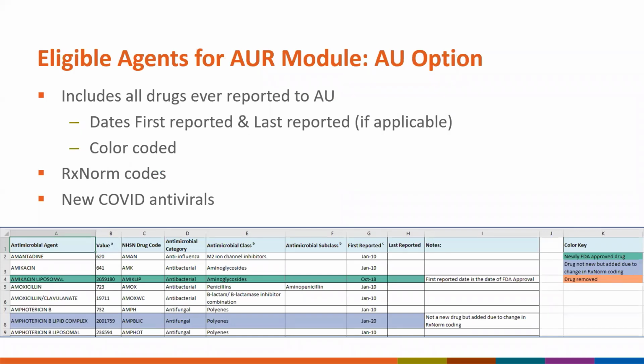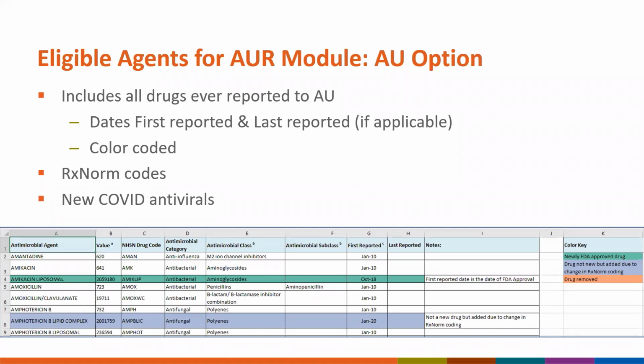The team made several updates to the workbook to assist analysts working with AUR data. For AU, the sheet now lists all the drugs that were ever reported for the AU option, including the first reported and last reported dates. If the drug is currently required for reporting, the last reported column will be blank. We've also illustrated these changes using colors to represent when drugs were approved by the FDA since the inception of the AU option, the drugs that were not new but were added to the AU option due to a change in RxNorm coding, and drugs that were removed from AU option reporting.